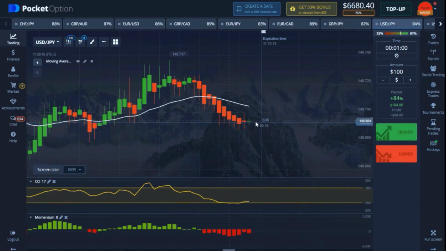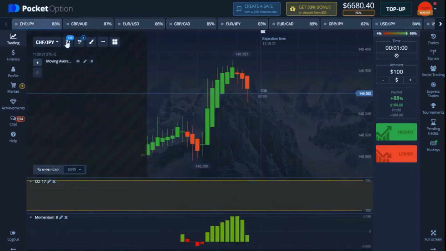All right, so don't forget we're doing this on M35 screen size. Right now we're analyzing again. So when I find another great moment for any of the levels, I'm definitely going to come down and take a trade, and of course I'm going to explain again.